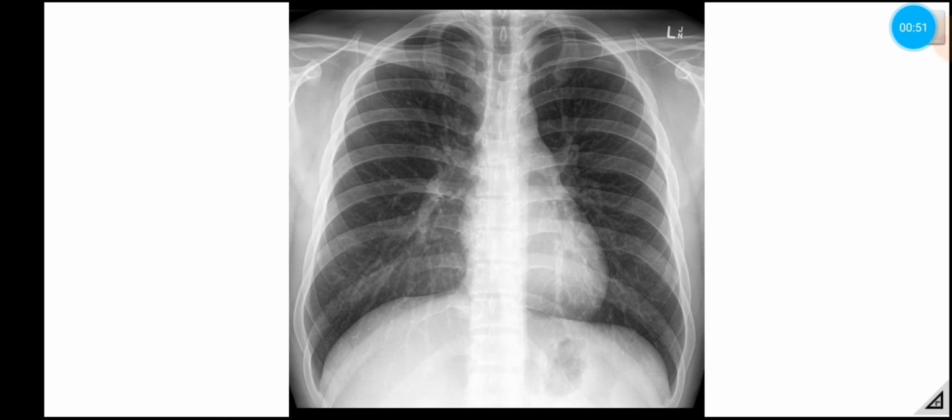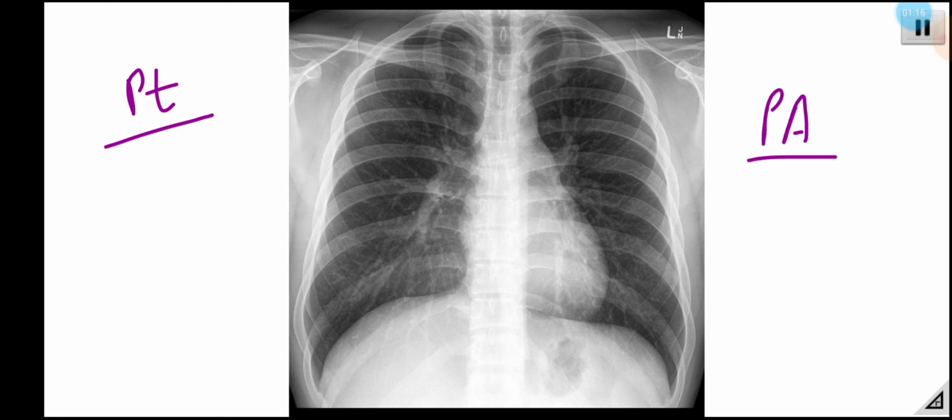So this is an x-ray of a patient. Whenever you are having an x-ray, the first thing you need to do is determine the details of the patient, that you are reading the x-ray of the right person. The second thing is you need to determine the view, whether it's a PA view versus the AP view. The PA view is a standard view in a chest x-ray, and there are three things which you can use to differentiate a PA view from an AP view.